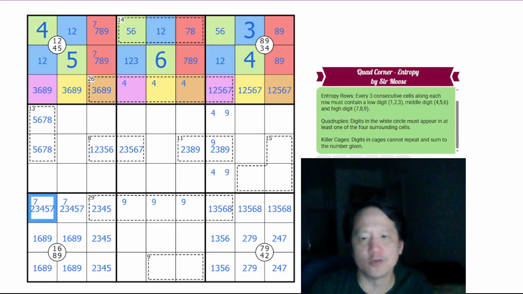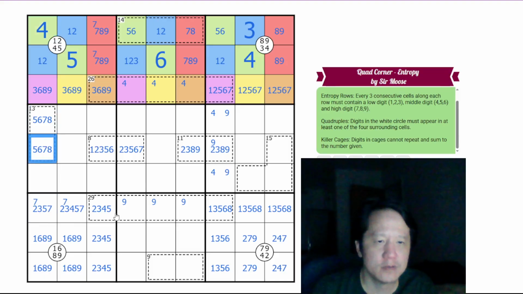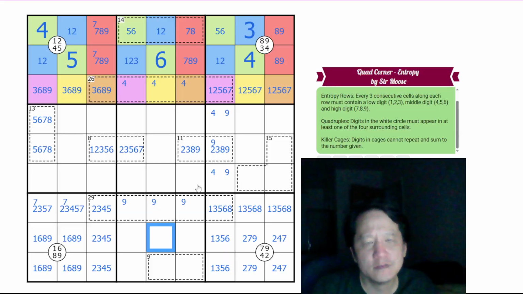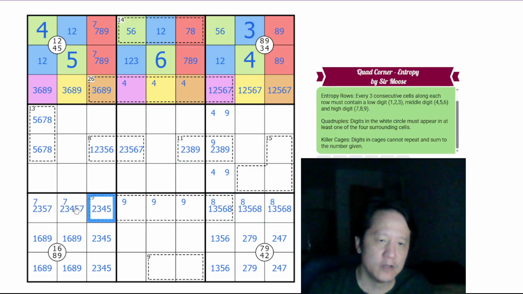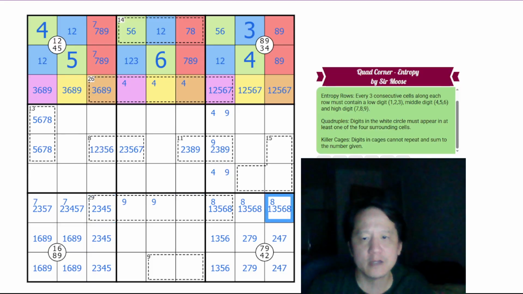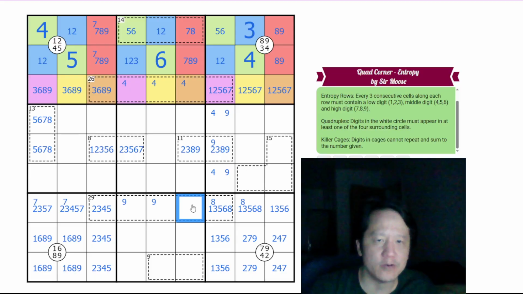4 eliminates 4 from being here. 7's one of these two. If this is 9 and 2, it's possible. 8 is guaranteed to be one of these three. So 7 cannot be here. So 7's one of these two. That means this can never be high. So this can never be high, which means this can never be high. So this is lower, medium, lower, medium, lower, medium there.